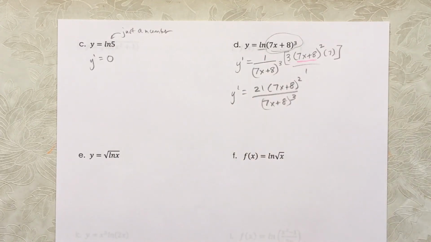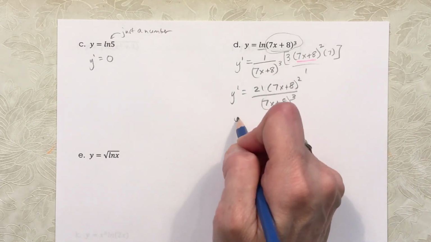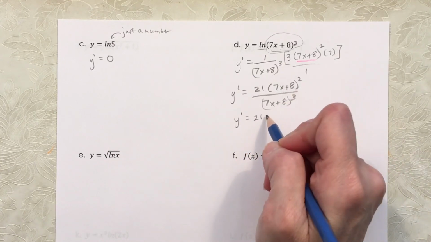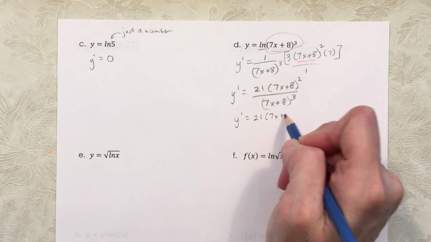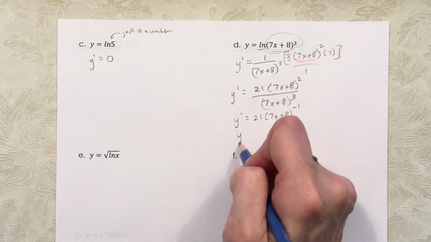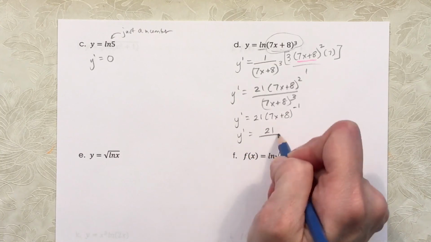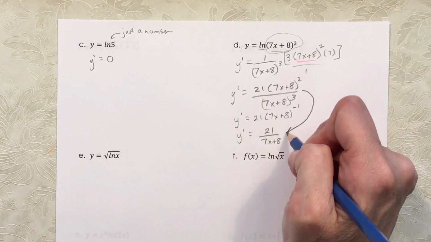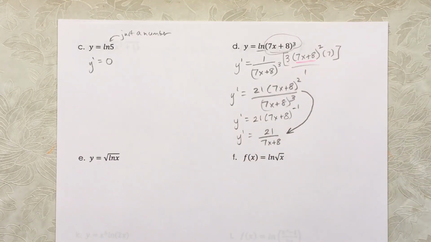Okay, so that's going to give me, if I'm dividing powers with the same base, so (7x+8) to the 2 minus 3, or negative 1, or 21 over (7x+8) to the positive 1. And if you can go straight from here to here, that's great. That's preferable. If you need that middle step in there, then do it if it helps you. Okay?